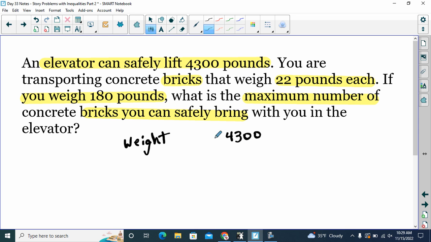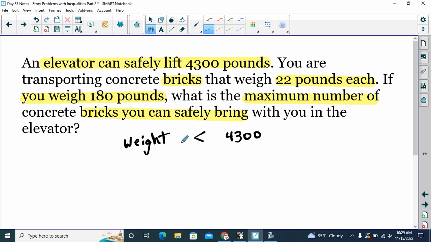Now you want to think about which of these needs to be bigger. Well, we don't want the total weight to be bigger than the 4,300. 4,300 needs to be bigger. Technically, it says it can safely lift 4,300 pounds. I don't know if I want to be exactly at the weight limit. Let's say the weight has to be less than 4,300 pounds. If you put an or equal to sign under there, that's fine. I would understand that.